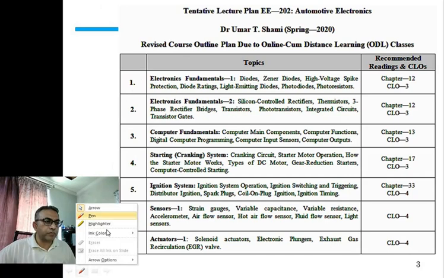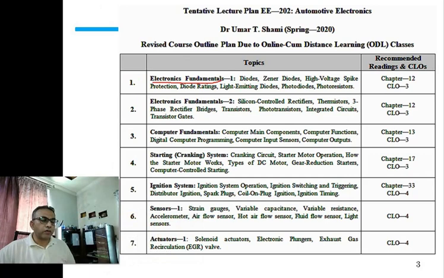the electronic fundamentals, but the article that we will do will be diodes, although we have done diodes in our previous course in the previous semester. However, I will refresh the memories of my students, so I will give a very brief recap of all the important articles. So we will do diodes, Zener diodes, high voltage spike protection using diodes, diode rating, light emitting diodes, power photodiodes, and photoresistance.